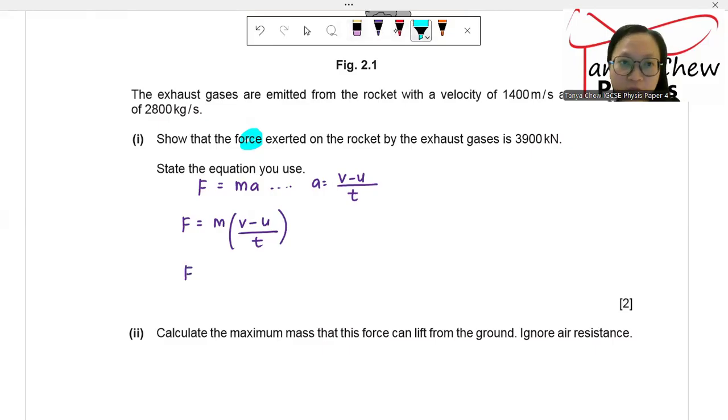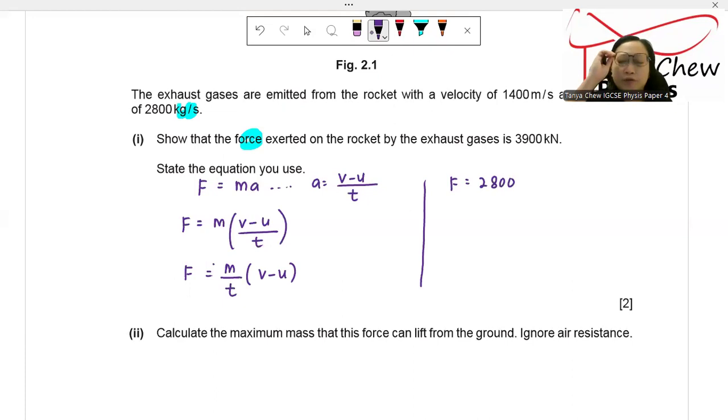Now, I want you to see this very carefully. This is kilogram per second. That is mass per time. So I'm going to put mass per time here, times the change in velocity. That's it. Now I'm going to sub in the values. F is equal to mass per time, this is 2,800, times the velocity, I put 1,400 minus 0. Therefore, I have 3.92 times 10 to the power 6 Newton.